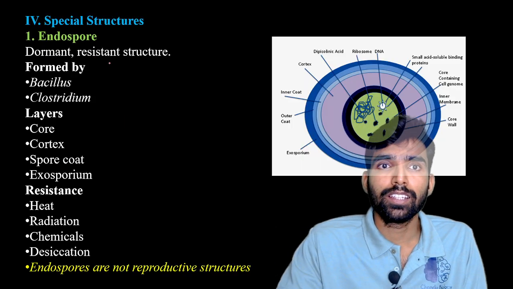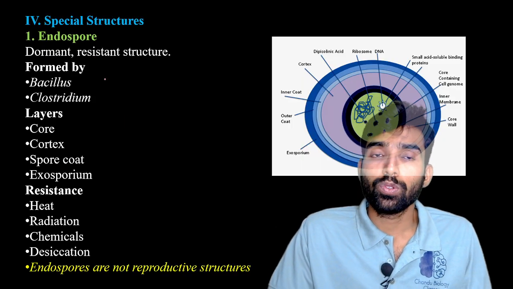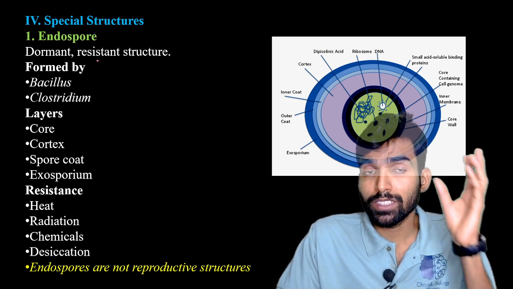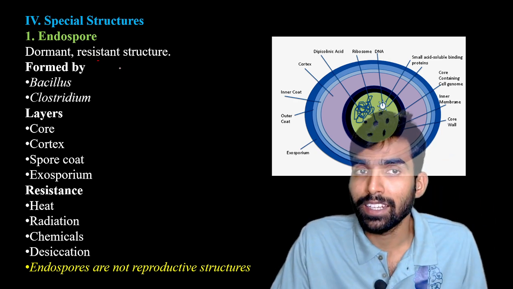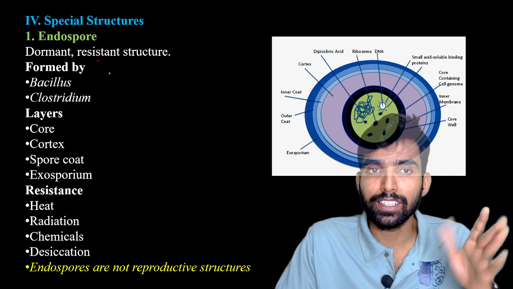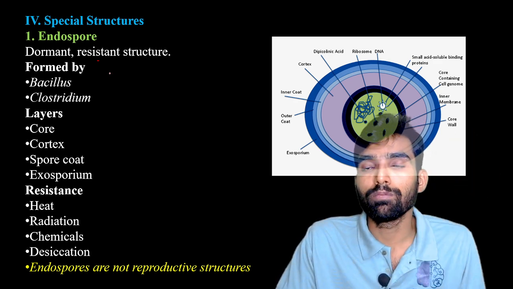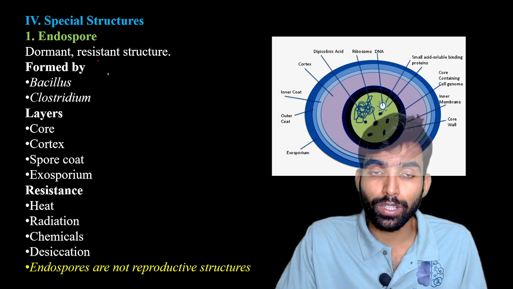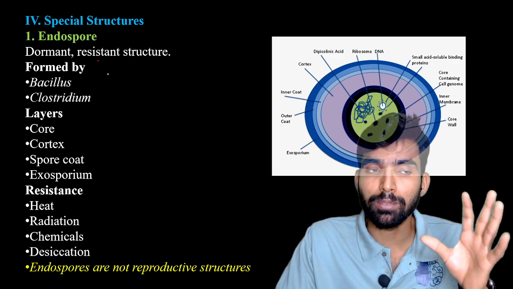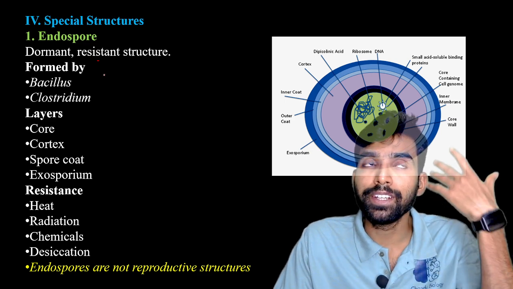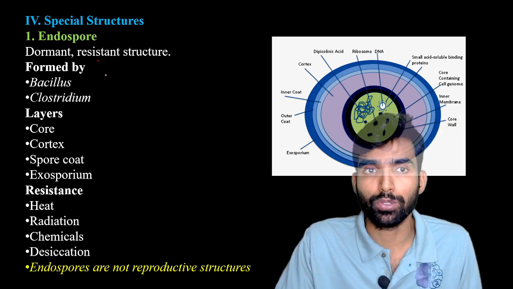Next, the special structure, which is the endospore. Endospore means a dormant and resistant structure. Let's say whenever some bacteria is facing some kind of stressed condition, at that time, they will make the endospore. So what's the role of the endospore? Endospore will create such an environment that the bacteria can grow at any time, right, through this endospore.